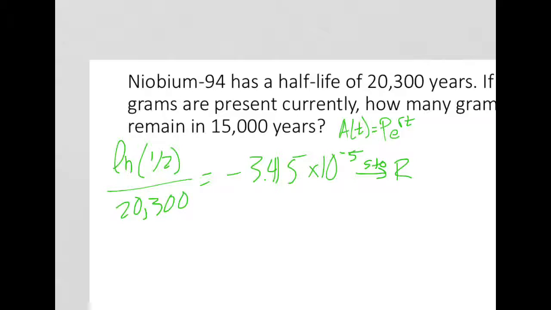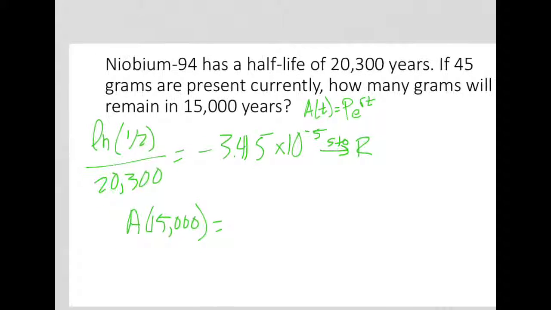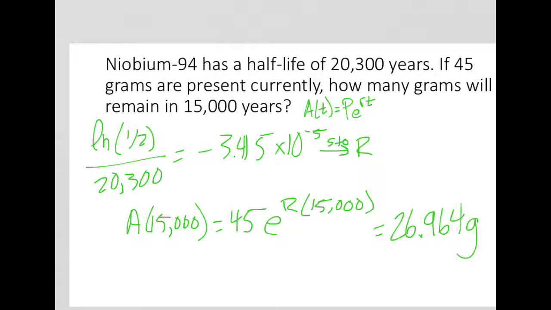So store that value, and now we want to use that value to figure out the amount after 15,000 years. And so to do that, we know we have the initial population size of 45 grams. And using the PERT equation, 45 times e to the power of our rate, which is our stored variable, r, times time, which is 15,000. So plug and chug, and you should get 26.964 grams remain after 15,000 years. That's a long time.